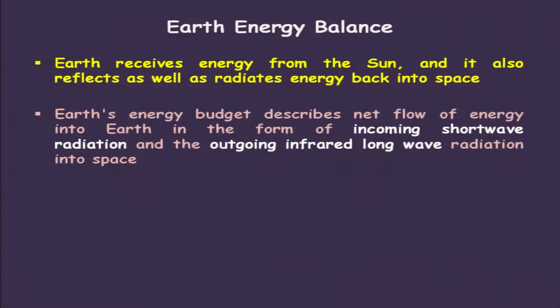Earth's energy budget describes the net flow of energy into Earth in the form of incoming short waves and outgoing infrared long wave radiation into the space. It is important to understand climate change, because this will help us in understanding the landscape change also.